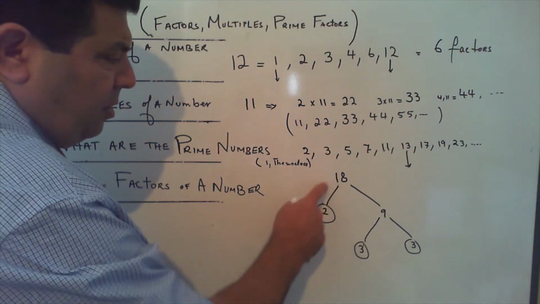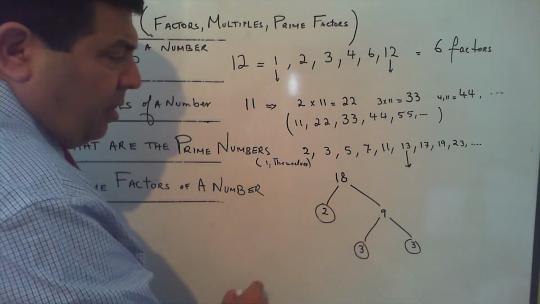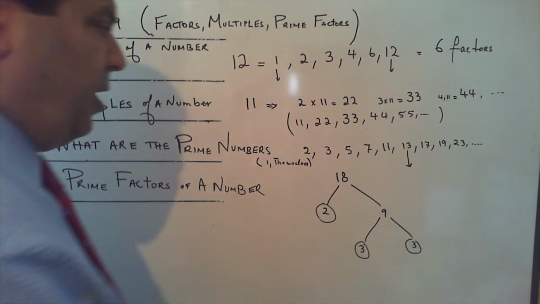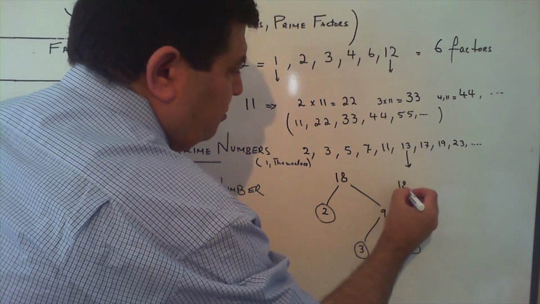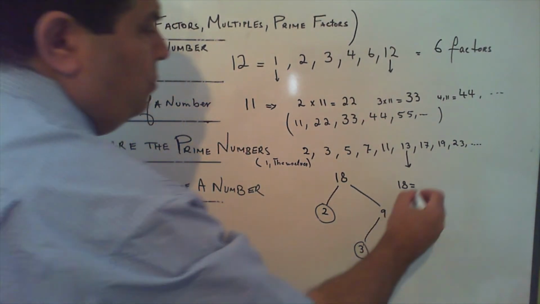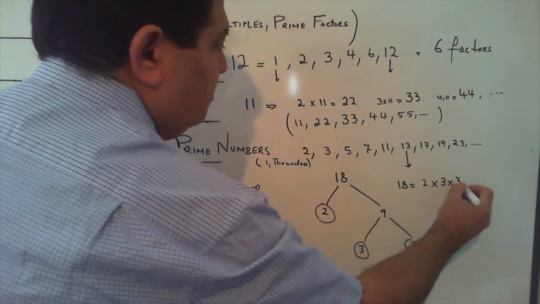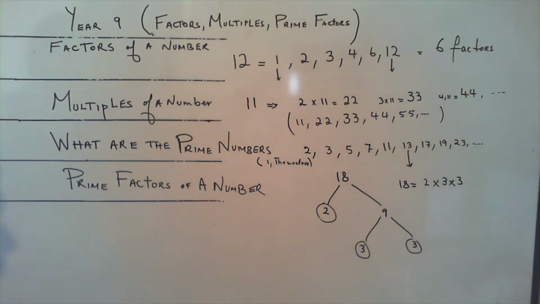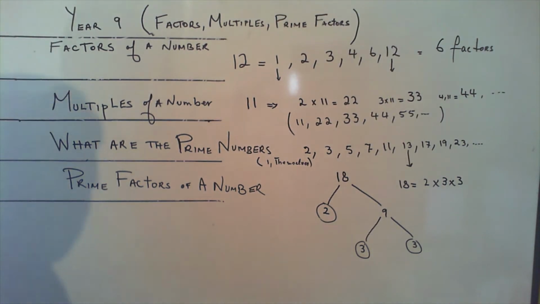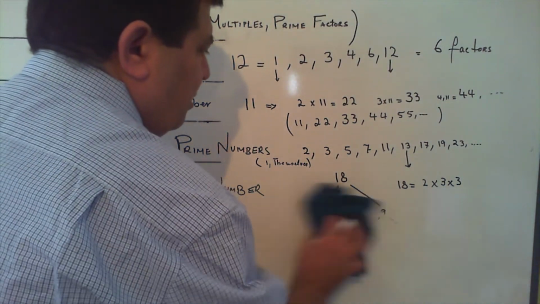So the 18 could be divided by 2, the answer is 9. Can we divide number 9 by 2? No, but we can divide it by 3 and 3. So we can write 18 has prime factors of 2 times 3 times 3. Okay? Very important because this will come in your exams a lot. And I've got another number for you.